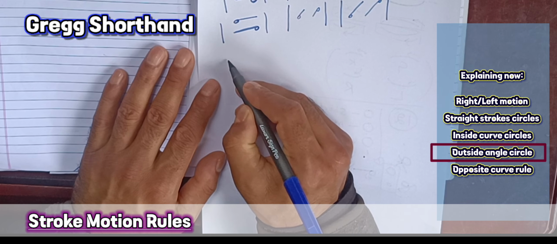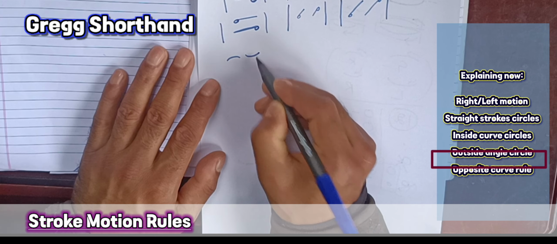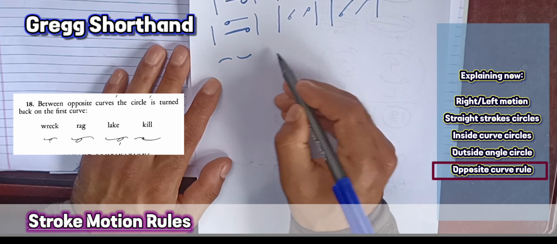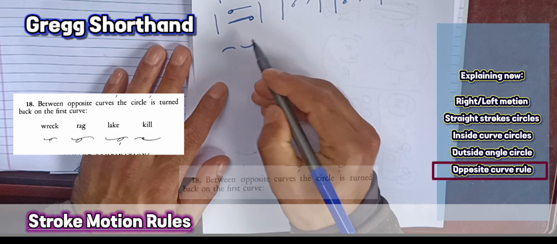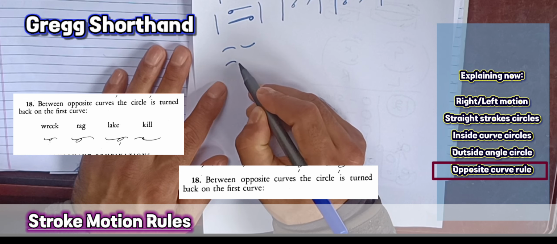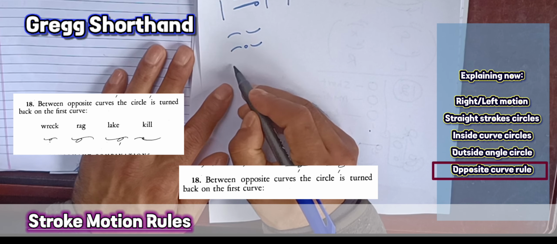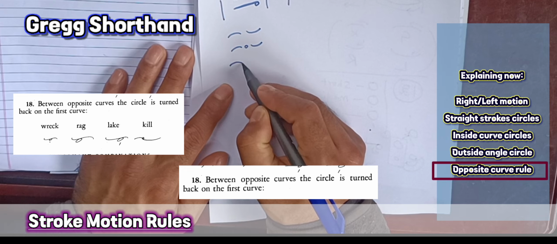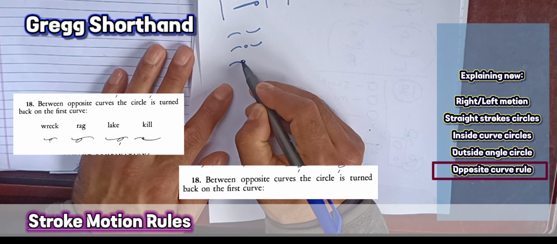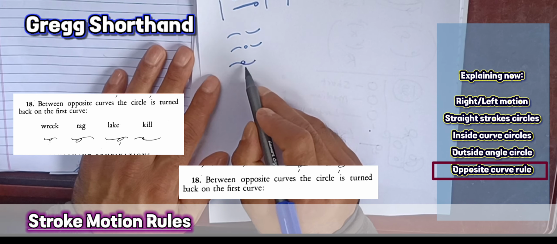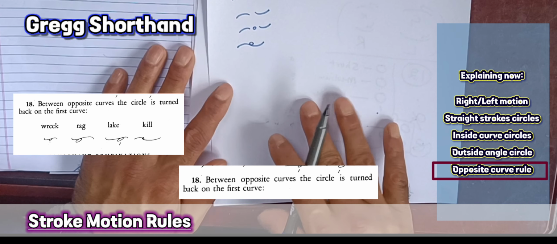Now we'll learn how circles behave between opposite curves. For example, this is K and this is R. Now we have to make a circle in between. For example, K and then E and then R. How do we make it? First we'll make K, then we'll draw this E outside K, and then we'll continue R. So we'll make it like this.